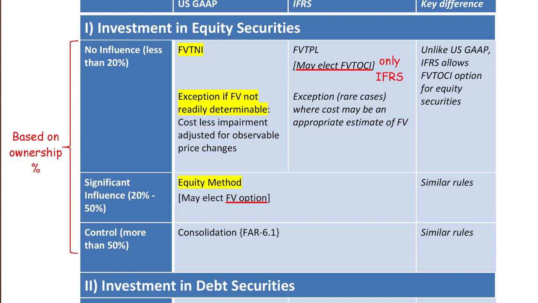And if the investor controls the investee, that means the investor owns over 50% of the investee. In that case, we consolidate. And we're going to talk about consolidation and consolidated financial statements in FAR 6.1. So in this section, FAR 3.1, we look at the investments in equity securities where the investor has no influence, let's say less than 20% ownership, or has significant influence, 20 to 50% ownership of the investee.